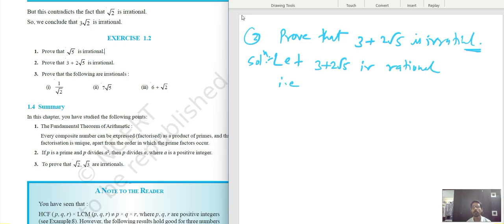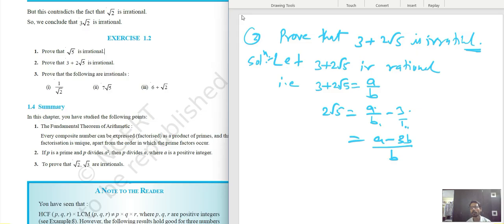That is 3 plus 2 root 5 is equal to, we can say, a by b. So if 3 will go that side, it will become minus 3. Then we can do the addition, a minus 3b divided by b, here 2 root 5. 2 also will go there in division, so a minus 3b by 2b. Okay, all the things here, look here, all the things are integer.